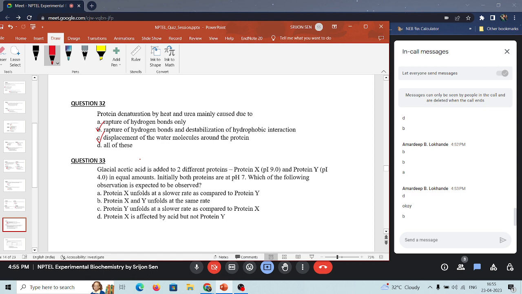Okay, question number 33. Glacial acetic acid is added to two different proteins, protein X of pI 9 and protein Y of pI 4 in equal amounts. Initially both proteins are at pH 7. Which of the following observations is expected to be observed?